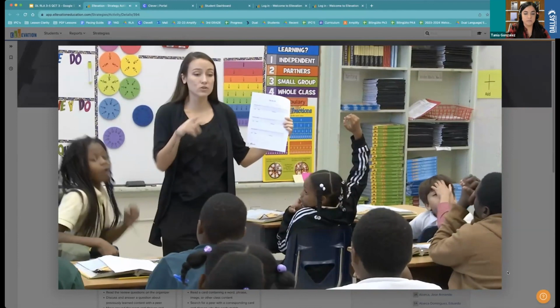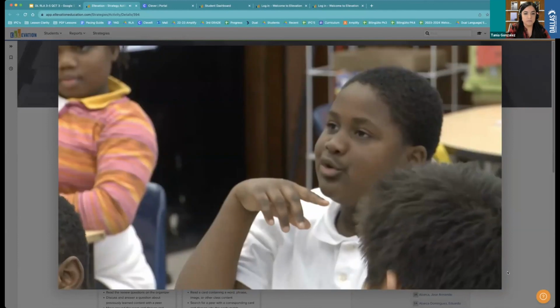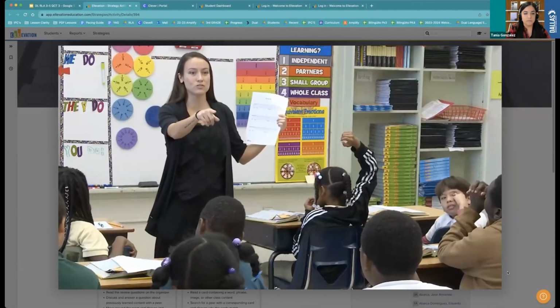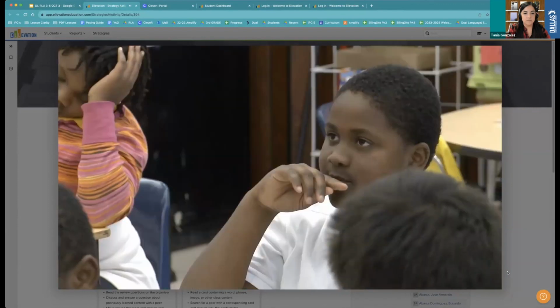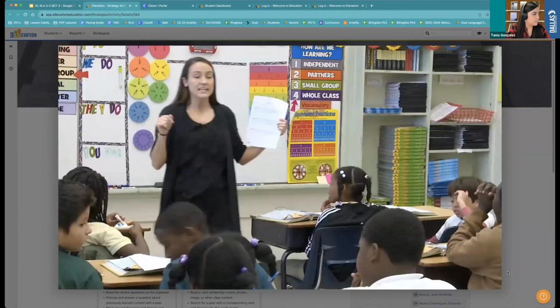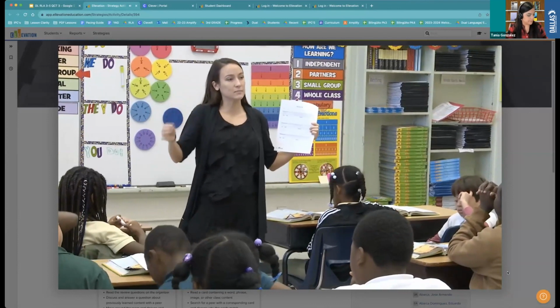Oh, you look for clue words. So can you give me an example? Dangerous and pollution. Oh, you knew that the words you were looking for were dangerous and pollution. That is such a smart idea. Now, sometimes we find the exact same word, and sometimes we find synonyms.